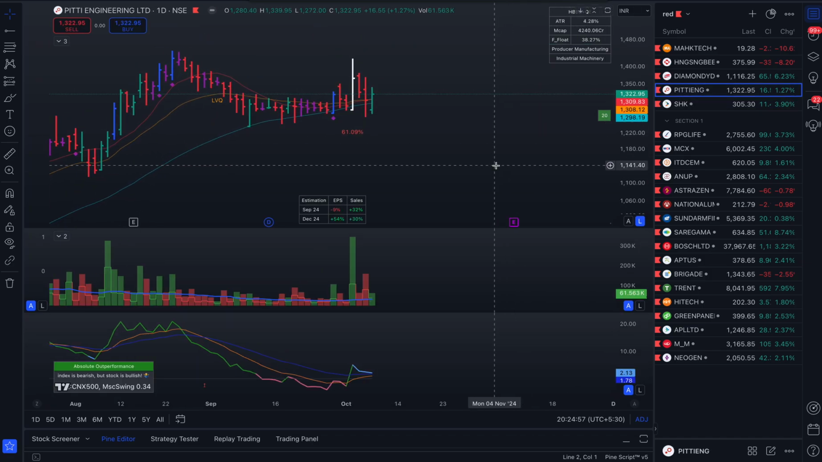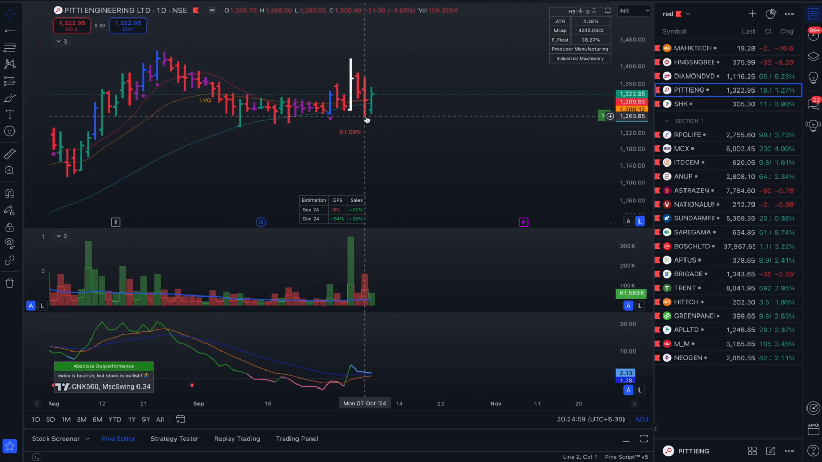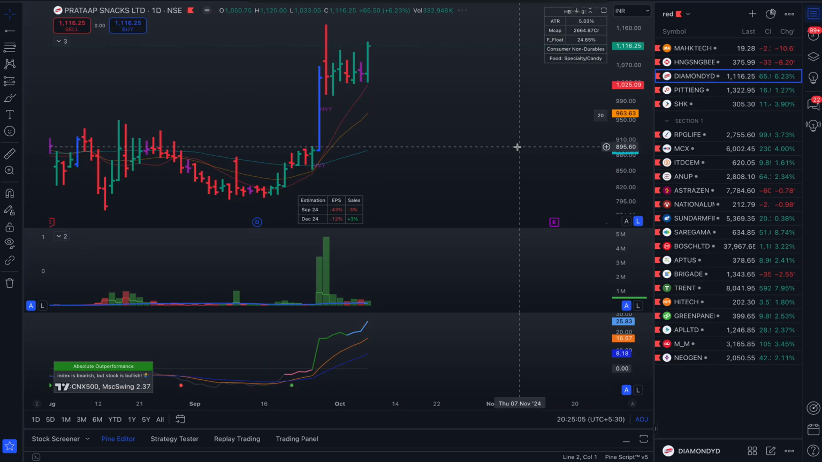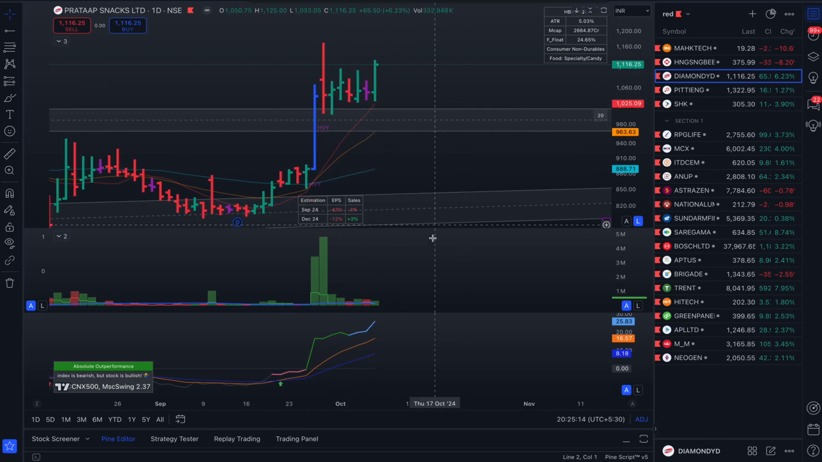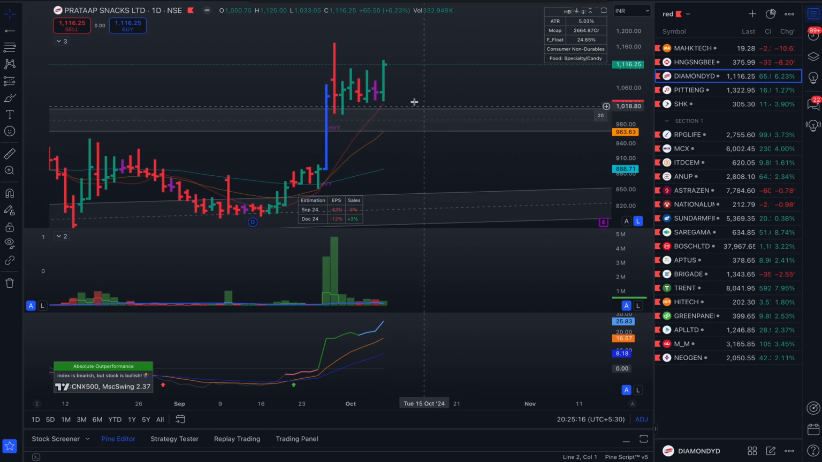Like PT Engineering was solid. It had a good bounce from this level, although it didn't move much, 1.2%. Diamond D was really solid. It had gone sideways for the entire length when the market was going down. So this is basically relative strength. And today, even if the volume was really less, it basically pushed the price up, right?